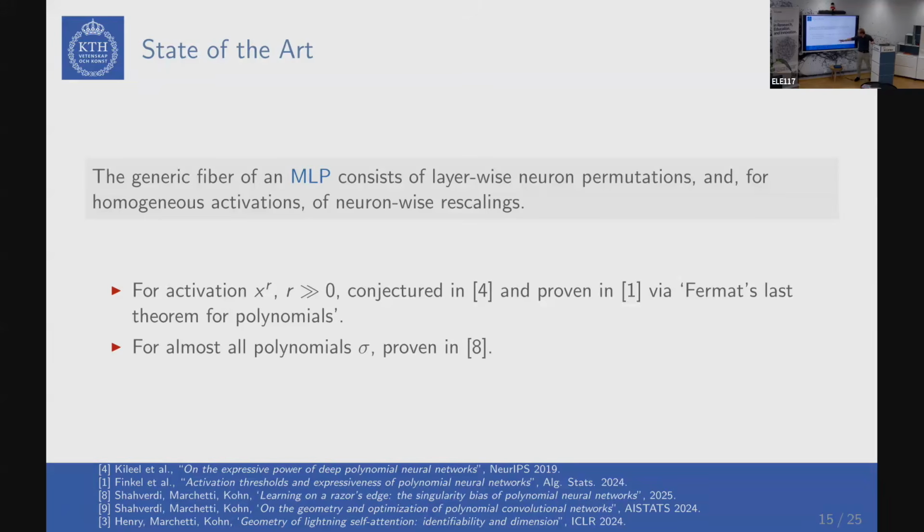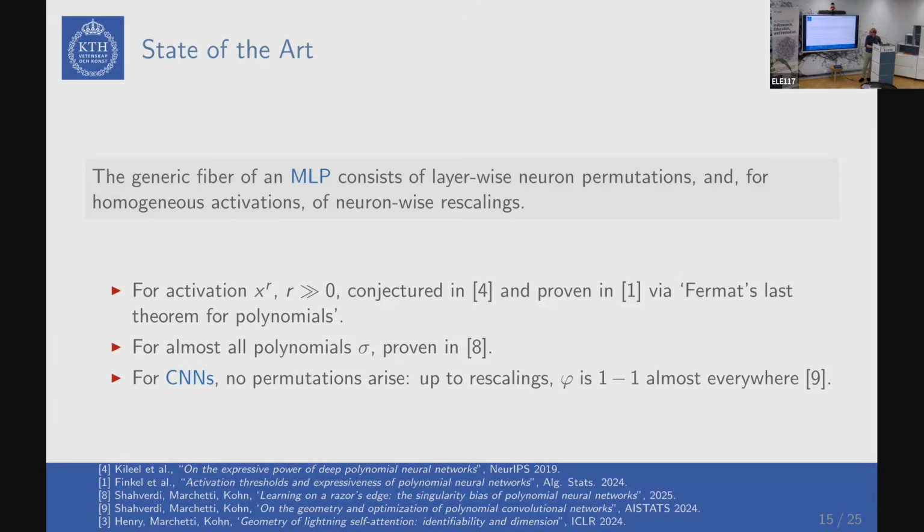Then we went on very recently. We said, okay, fine, can we refine this proof? And super recently, we managed to prove the same thing for almost all polynomials. Again, this almost all comes back. So for almost all polynomial activation functions, you can prove that the generic fibers, so the generic symmetries of the parametrization, are only permutations.